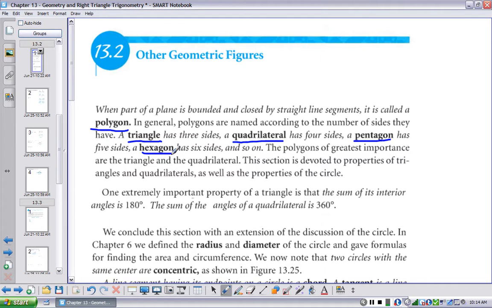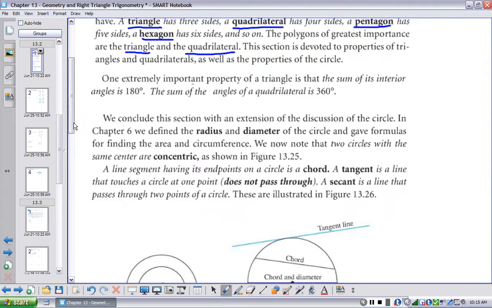So the 2 polygons that we look at most are a triangle and a quadrilateral, the one with 3 sides and 4 sides. So we're going to look at triangles and quadrilaterals as well as the circle. One thing to remember is that the sum of the interior angles of a triangle is 180 degrees. The sum of the angles of a quadrilateral, therefore, is 360 degrees. Those are 2 very important things that you need to remember.